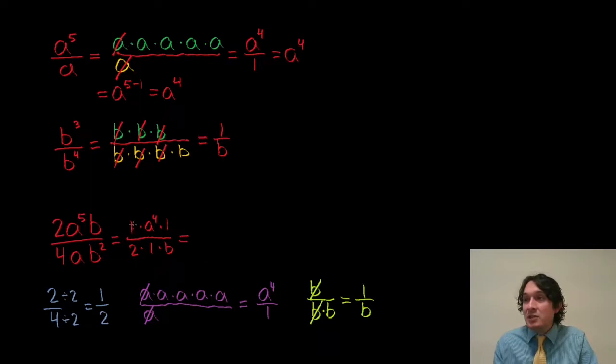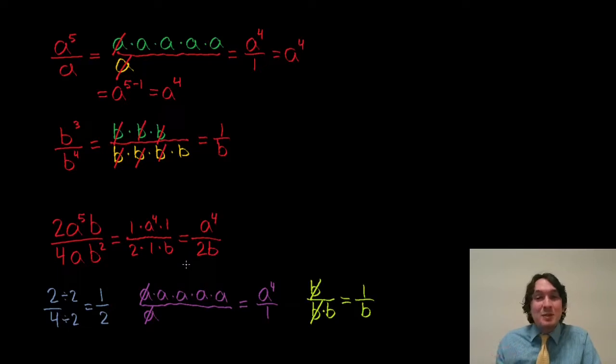do some simplification. 1 times a to the 4th times 1. Well, 1 times anything is that thing, and I did that twice, so this is just a to the power of 4. 2 times 1 is 2, and 2 times b is 2b. And so I have my answer. 2a to the 5th b over 4ab squared, which, man, these things start to become a handful just to say, is a to the 4th over 2b.